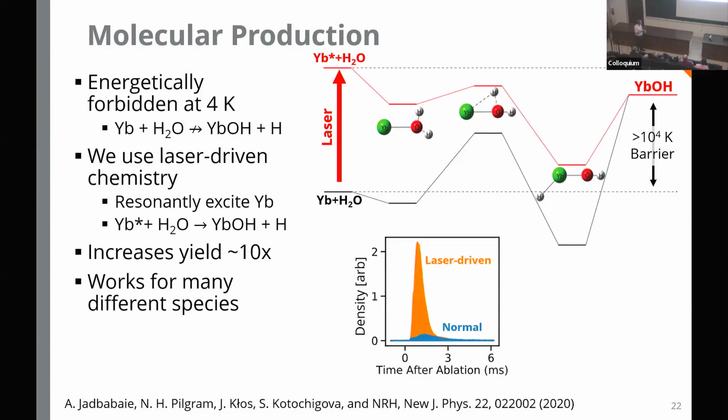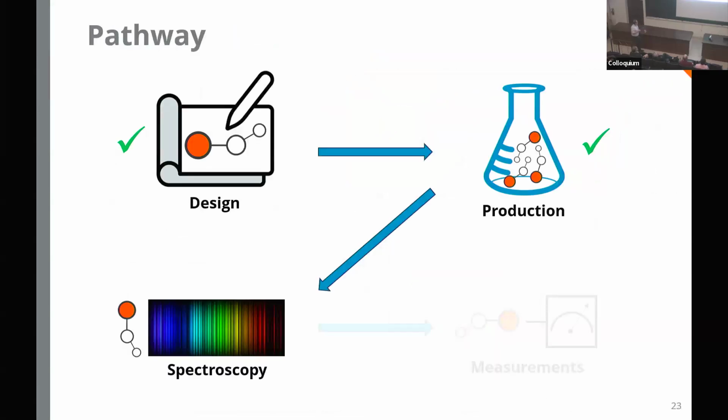When we do this, we generally get around 10 times more molecules. And this is an approach that works for many different species. We've now made a few different molecules using this approach. So now we can make them. We have to study their basic properties by doing spectroscopy.